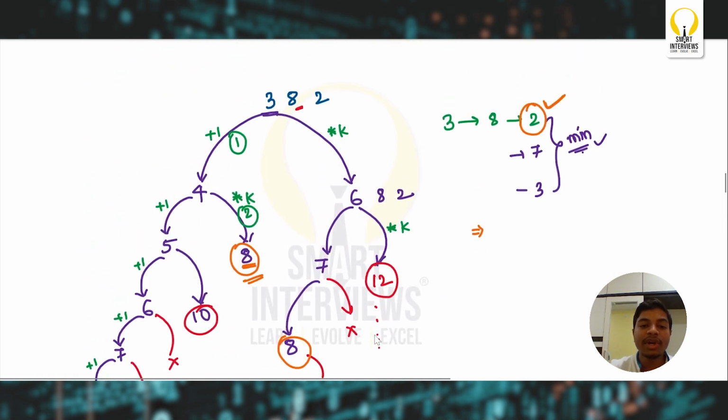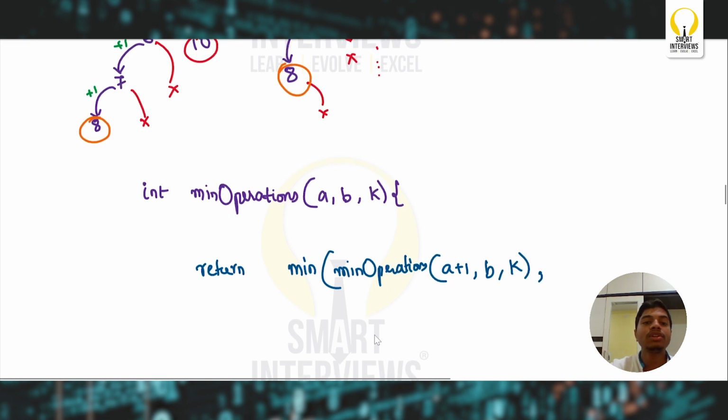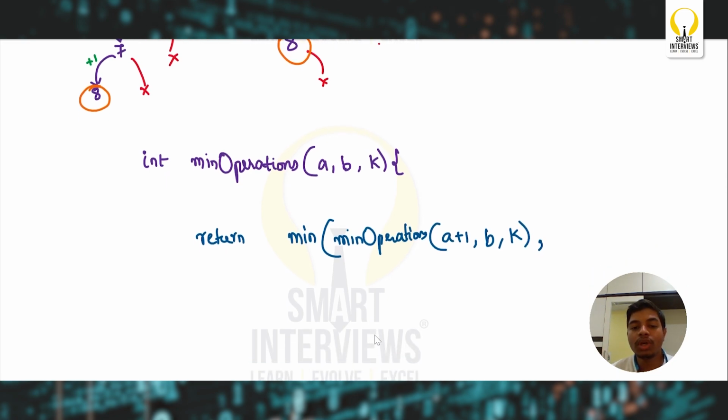and at some particular point, what actually happens to A? A is incremented by 1. Yes, A plus 1. And what about the value B? It remains as it is. And what about the value K? It remains as it is. Minimum of this. And what is the other possibility? I'm going to multiply K to A. So I can simply call minOperations of A multiplied with K, B remains as it is, as well as K remains as it is. Yes, so I'm going to return the minimum operations.